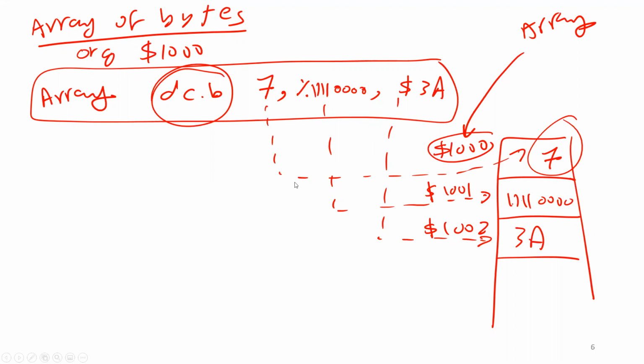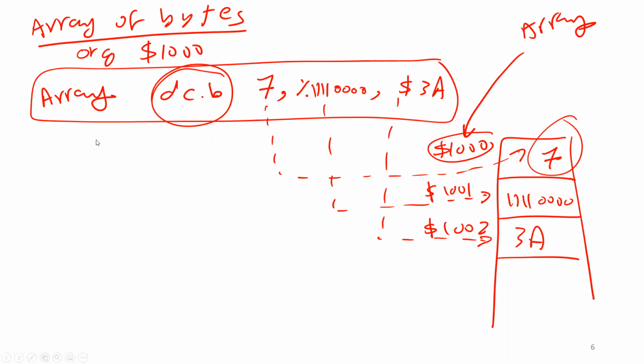So as you see here, the first element will be stored at 1000 because here I said org 1000. The next one is going to be at 1001. The next one is going to be at 1002. So when this is converted to machine code, the assembler is going to put these values in memory this way. Any questions? So this is an initialized array of bytes.